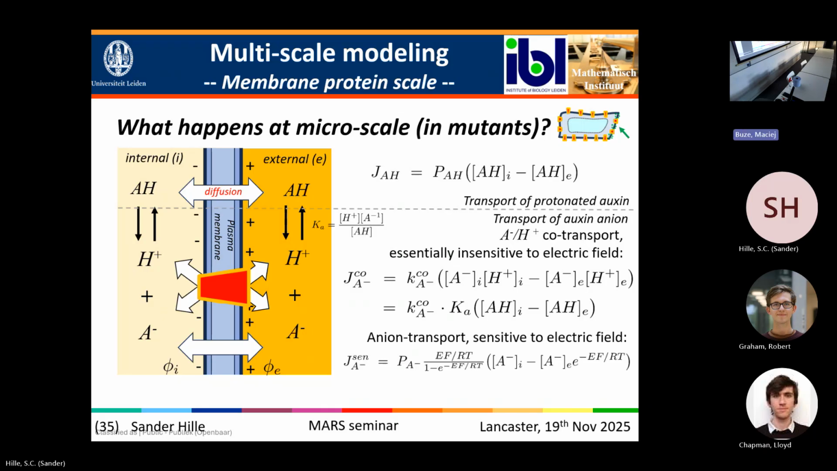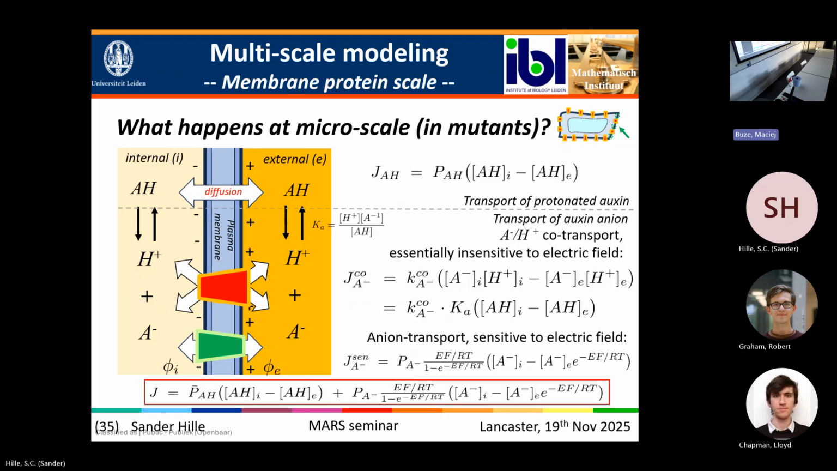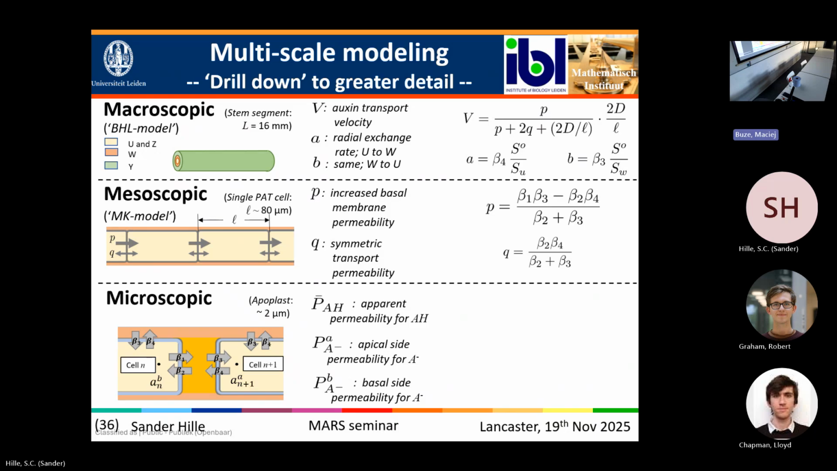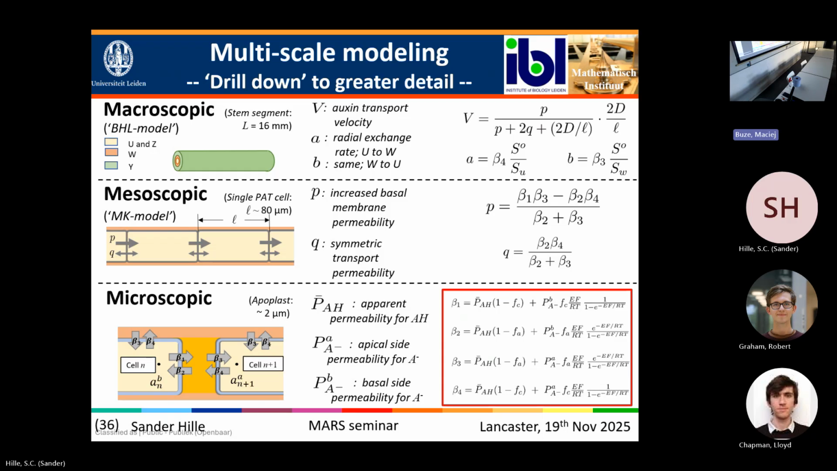And then you have the other ones, the anion transport. It will be affected by the electric field, and those are the green ones, the PIN proteins. They form the other part, and then you can bring them together in one awful-looking expression. If we go back to our sheet, we now have three new parameters: the effective apparent permeability for the protonated form and for the anion form on various sides of the cell. And then you can link all the stuff together.